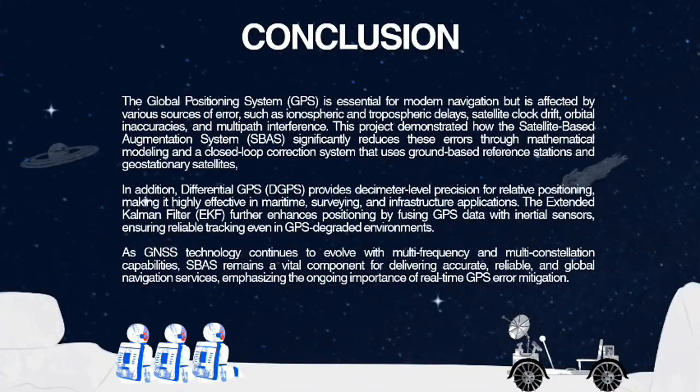So, as a conclusion, the Global Positioning System (GPS) is essential for modern navigation, but is affected by various error sources such as ionospheric and tropospheric delay. This project demonstrates how the satellite-based augmentation system significantly reduces these errors through mathematical modeling and closed-loop correction systems that use ground-based reference stations and geostationary satellites. As GNSS technology continues to evolve with multi-frequency and multi-constellation capabilities, SBAS remains a vital component for delivering accurate, reliable, and global navigation services, emphasizing the ongoing importance of real-time GPS error mitigation.